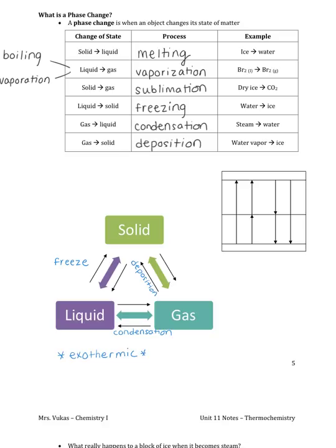I'm also going to write on here the endothermic phase changes, and I'm going to write these in red. Endothermic, remember, means that something gains heat, that it becomes hotter. So when something goes directly from a solid to a gas, that's called sublimation. That is an endothermic phase change. The solid has to gain heat to become a gas.